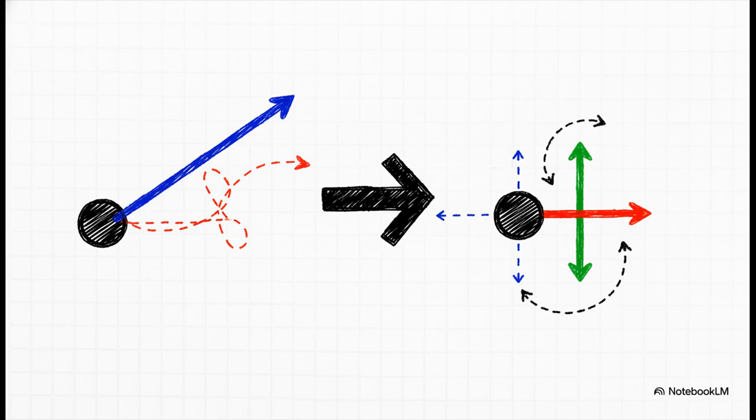But Varignon's theorem is our easy way out. Instead of dealing with that one tricky angled force, we just break it down into its simple up, down, and left-right components. Then we calculate the moment for each of those super easy components and just add them together. It's a way simpler calculation, and it saves a ton of time and headaches.